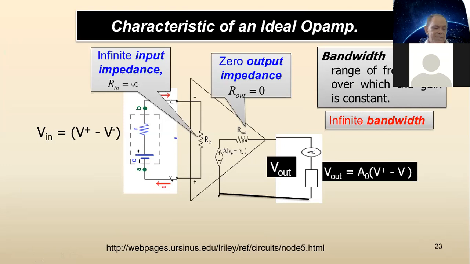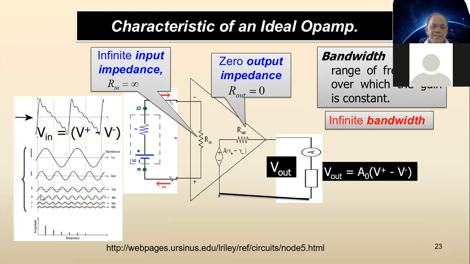Right? What does bandwidth mean? It's just a range of frequency over which the gain is constant. That's your bandwidth. We don't want frequencies where the gain of the amplifier changes. We want the whole range of frequency where the gain of the amplifier is still the same. That's the bandwidth. We want infinite. That means any frequency you put in, you will have the same gain. That is what we want.